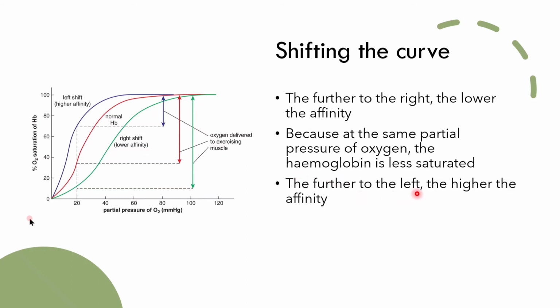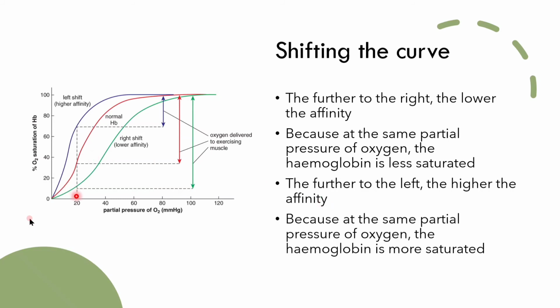And so the further to the left means the higher the affinity. So at the same partial pressure of oxygen, the hemoglobin is more saturated. So this means at the same partial pressure, it will uptake more oxygen. So it has a higher affinity. So the further to the left, the higher affinity, because it will uptake more oxygen than the others. And further to the right, the lower affinity, because it uptakes less oxygen than the others.